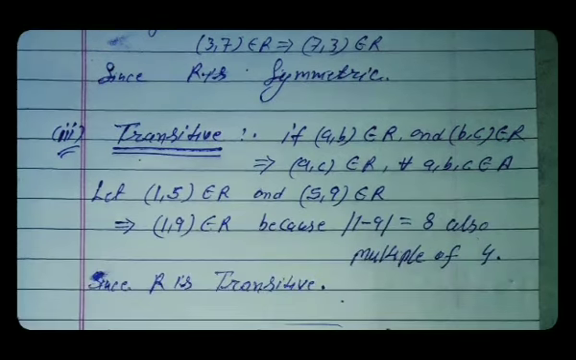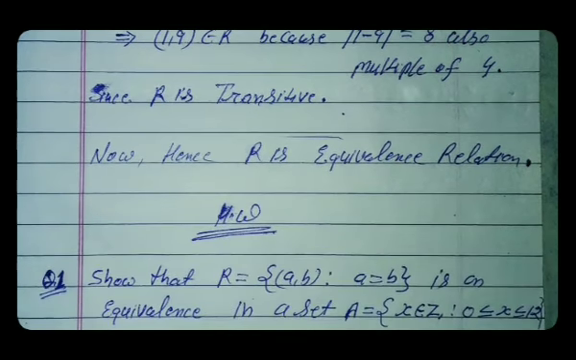Next, number three, transitive relation. If two pair elements, (a, b) and (b, c), belong to R, then we will show that (a, c) belongs to R. Here we take the two pair elements (1,5) and (5,9), which already exist in the relation R. Now we show that (1,9), where 1 is the first element of the first pair and 9 is the second element of the second pair, and |1 - 9| = 8 is also a multiple of 4. So we can say that R is a transitive relation. Now here R is an equivalence relation because it satisfies all three conditions: reflexive, symmetric and transitive.